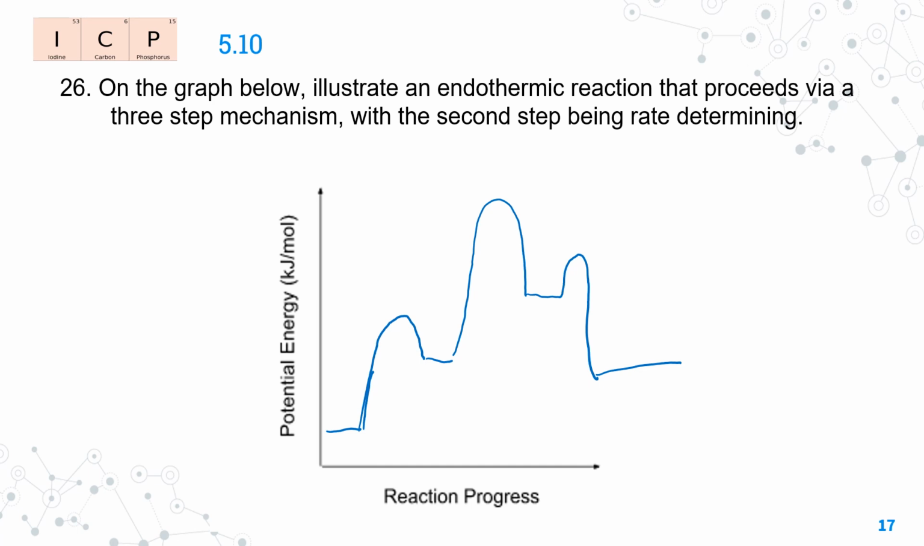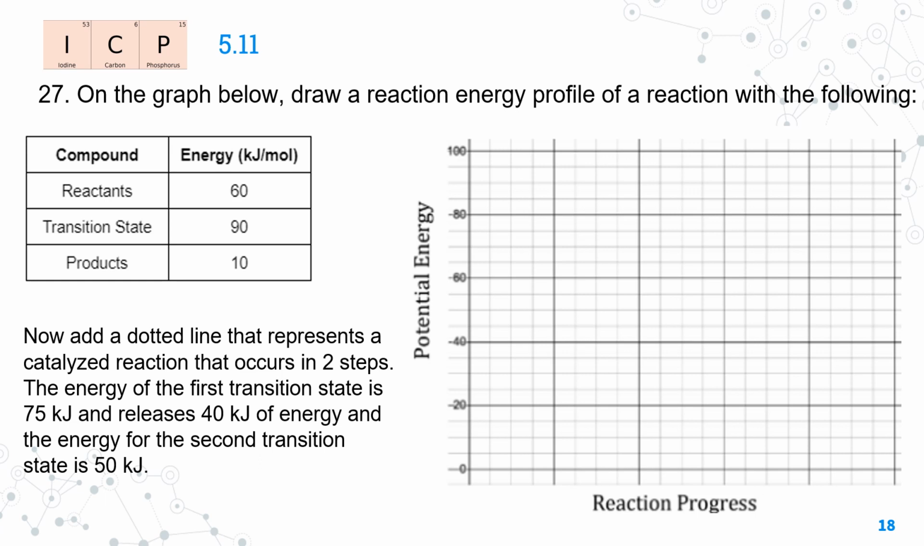Let's go ahead and turn to 27. 27 is again giving us one to draw, but here it's giving us our products first, which is kind of goofy. So here's our products. Oh, no, I just read it first. Here's our reactants. Here's our transition state. So it says, now add a dotted line that represents a catalyzed reaction that occurs in 2 steps. The energy of the first transition state is at 75. So there's 65, 75.